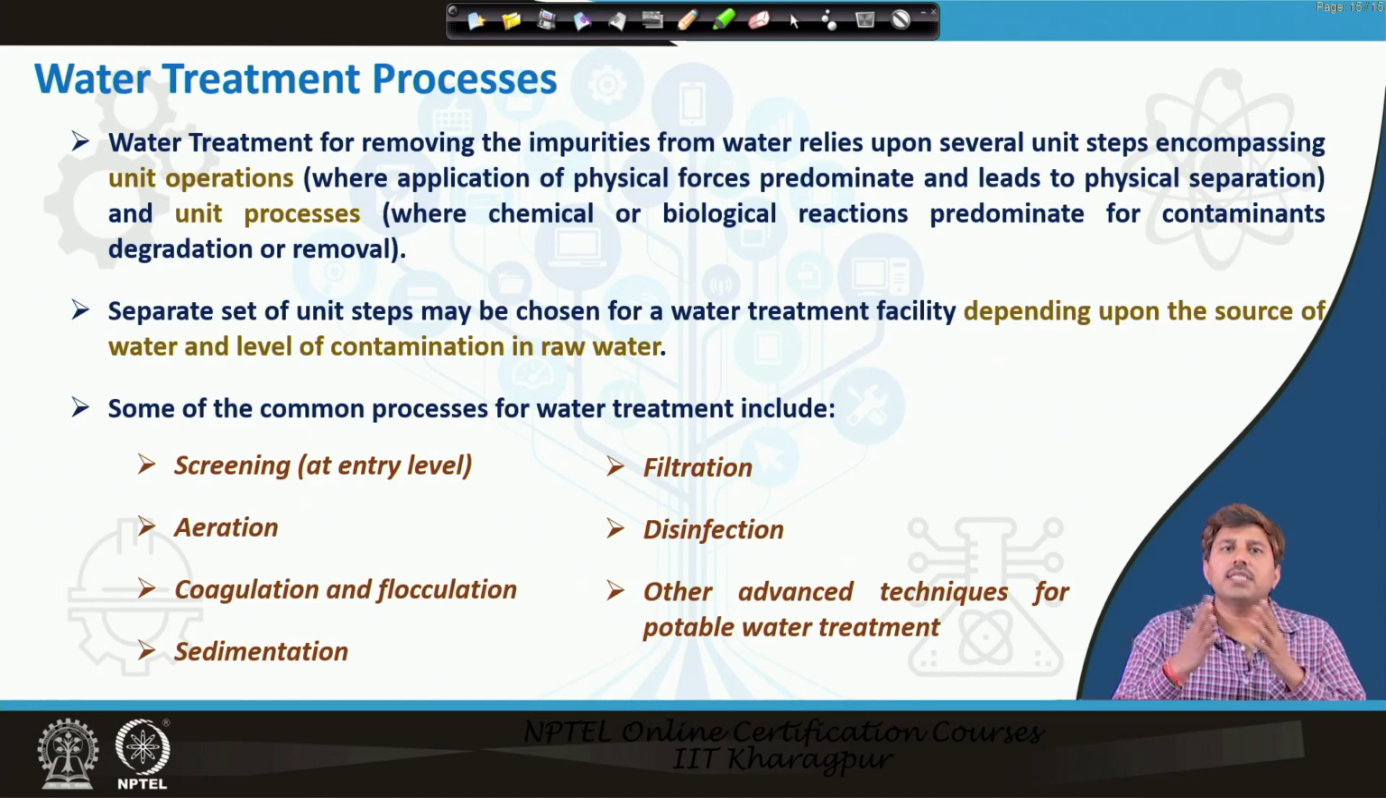That kind of process is known as a unit operation, where the physical forces are predominant, whereas the other type, unit processes, are where chemical or biological reactions are predominant. If you want to remove something which is in the dissolved state, you want to basically convert it to the precipitate state. So you might need some chemical reactions, and for that we may need unit processes. They are used in tandem, so unit operations and unit processes in combination can give you a good degree of treatment.